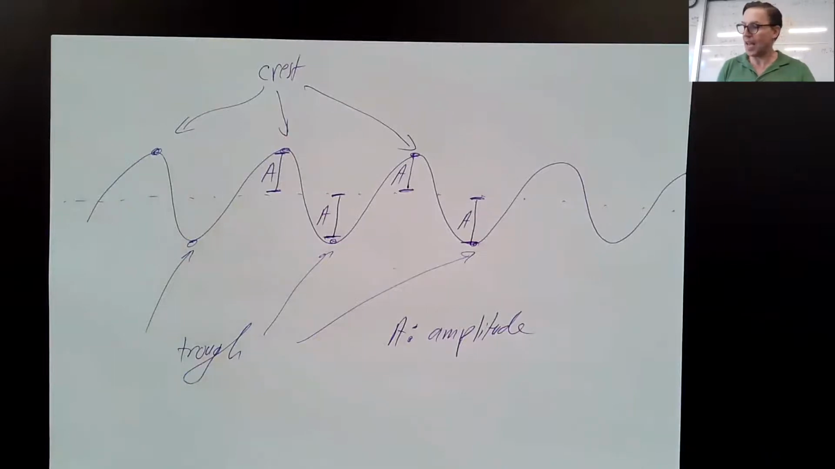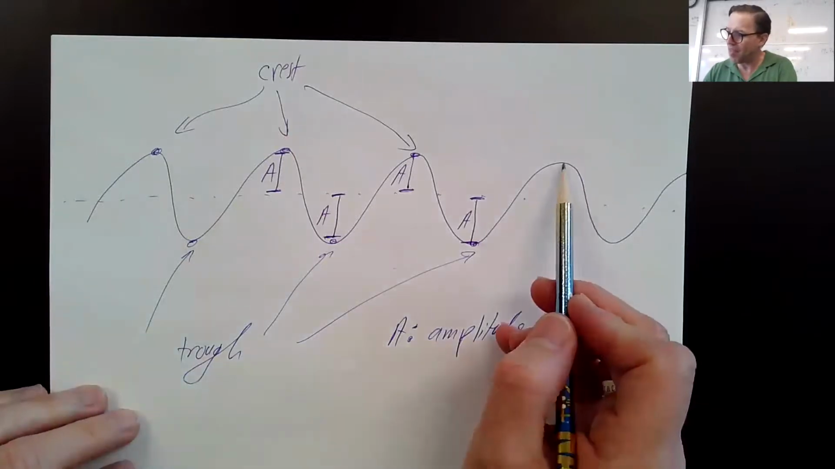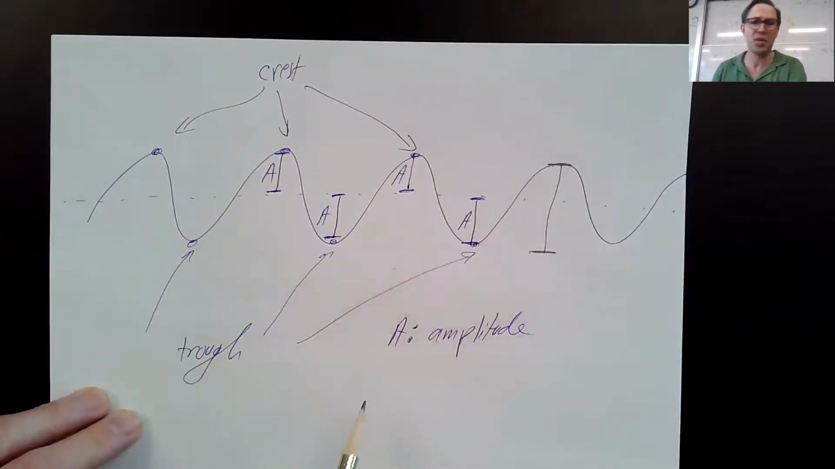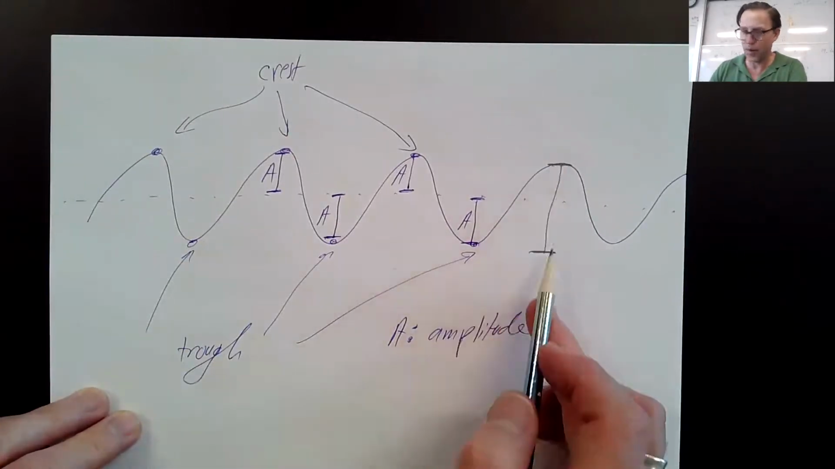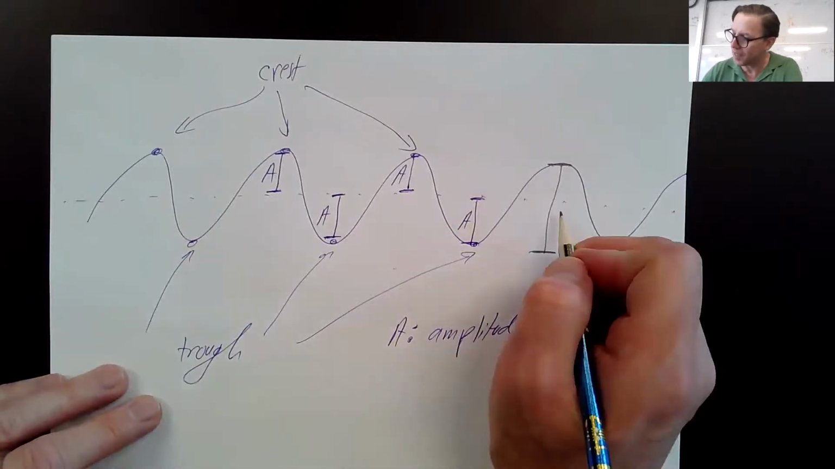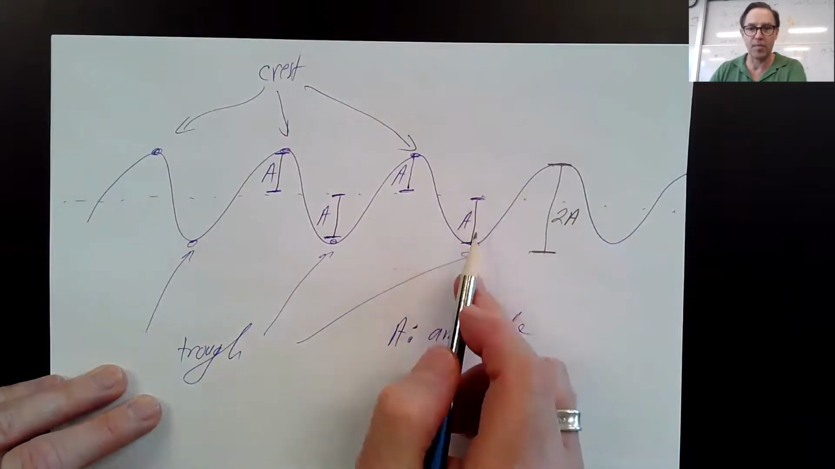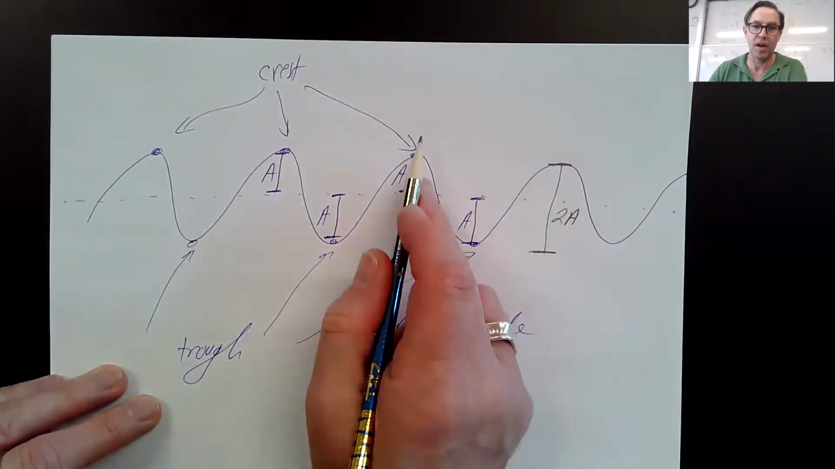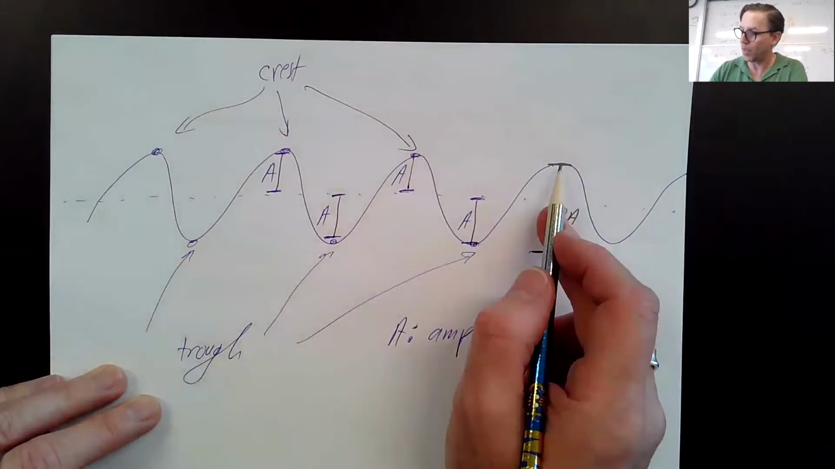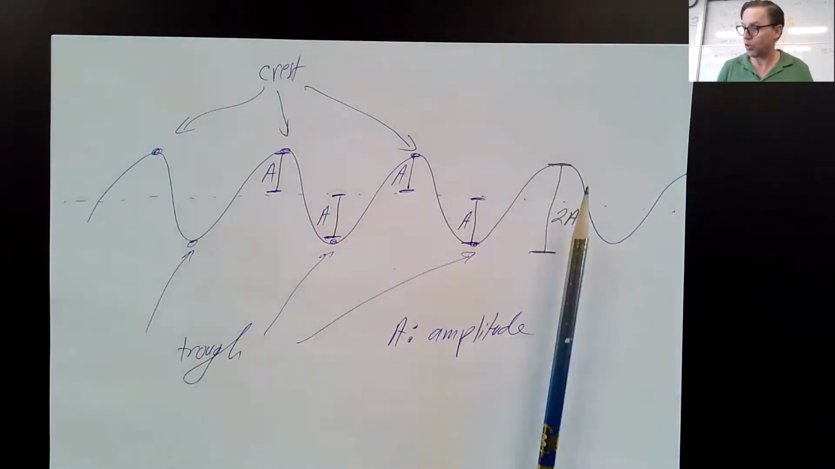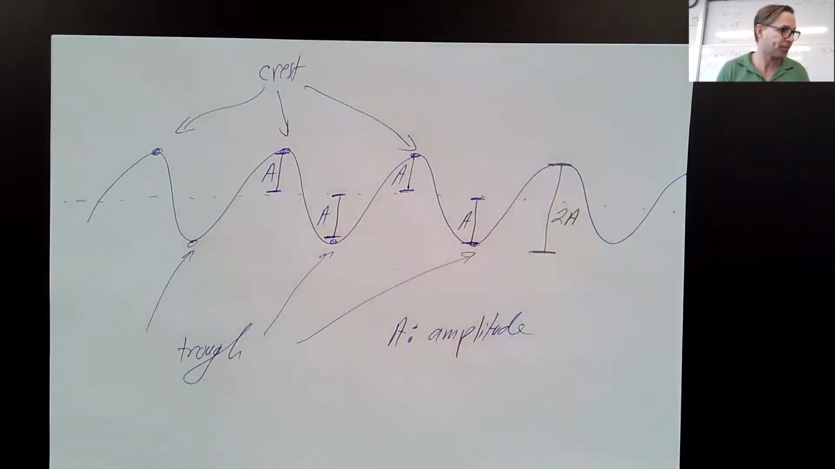And I'm just going to say a common misconception is that this is the amplitude. No, it is not. From crest to where trough would be is not amplitude. This is twice the amplitude. The amplitude is from equilibrium down to a trough, or from equilibrium up to a crest. From crest to trough is twice the amplitude. So be sure you don't ever fall for that.